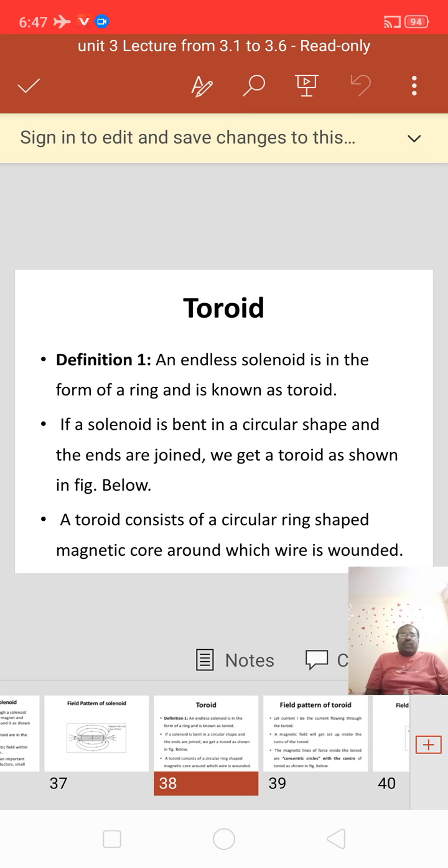Simple. Toroid means if a solenoid is bent in a circular shape and the ends are joined, we get a toroid as shown in the figure below. A toroid consists of a circular ring shaped magnetic core around which wire is wound.